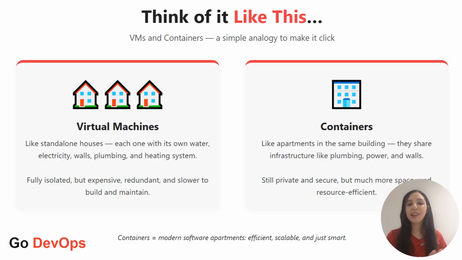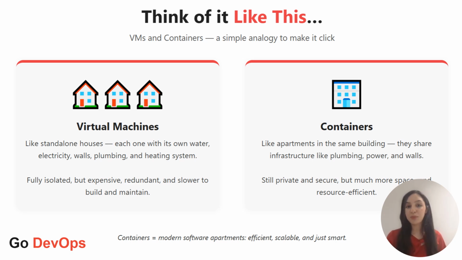First of all, let me give you a simple analogy to make the difference between virtual machines and containers crystal clear. A virtual machine is like a separate house. Each house has its own walls, plumbing, electricity, and heating system. It's fully independent, which is great for isolation, but it also means a lot of duplication and overhead. Every house takes up more space, uses more materials, and costs more to build and maintain, even if they serve the same purpose.